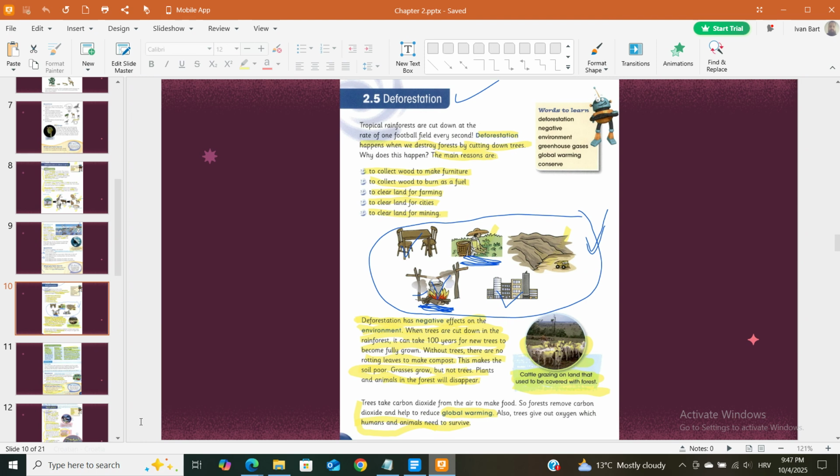Trees take carbon dioxide from the air to make food. So forests remove carbon dioxide and help to reduce global warming. Also, trees give out oxygen which humans and animals need to survive.